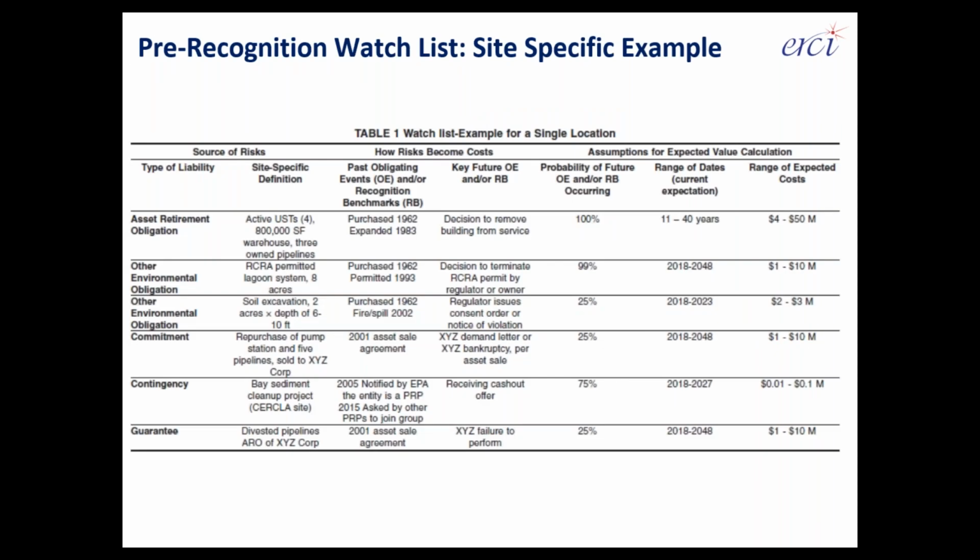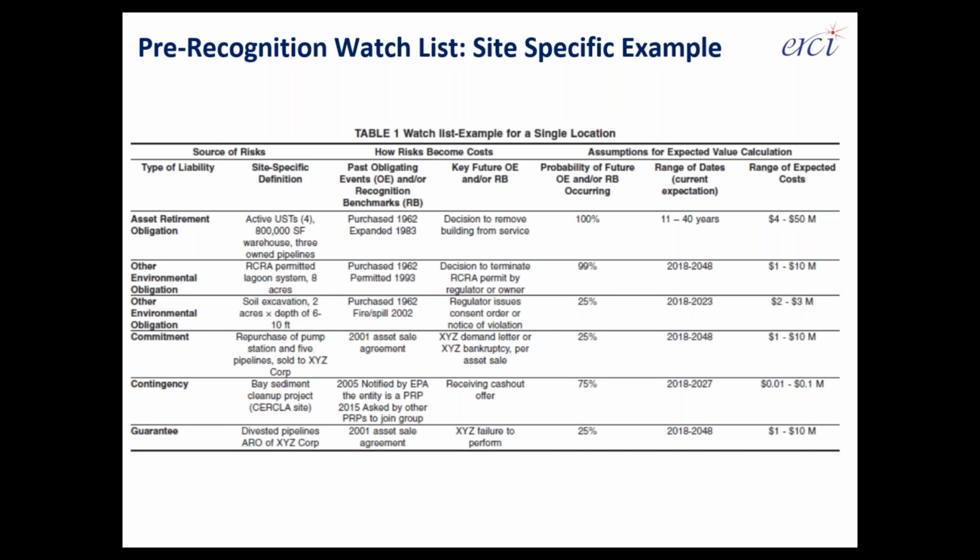The following slide is directly taken from the standard. It's from, again, Table 1 in E3123-17, and it's an example of a pre-recognition watch list. Our next slide is called Table 2, the post-settlement watch list. So you'll see a highly similar version of this in a moment, too.